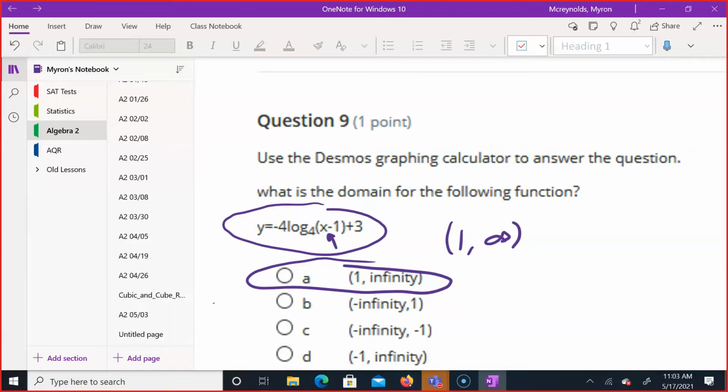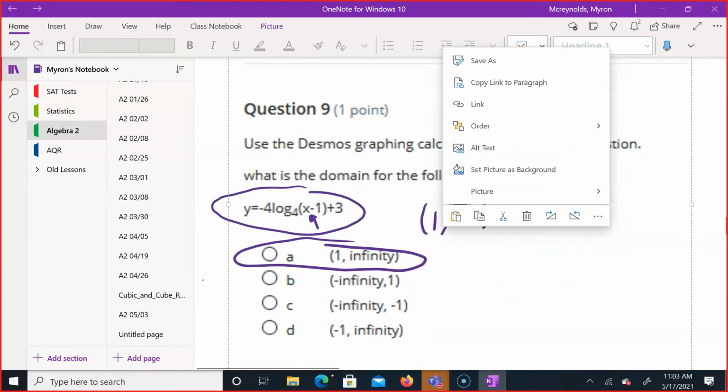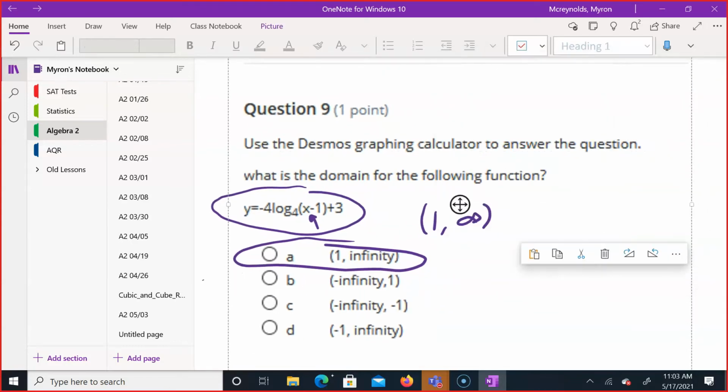It can't be negative infinity to 1. It'd be flipping the other way. It can't be negative infinity to negative 1. That's the other way. And it can't be negative 1. So it had to be 1 to infinity. All right, so that is how you do number 9.